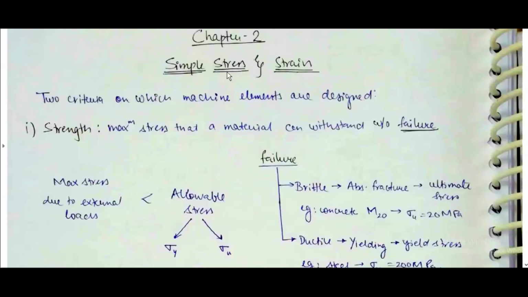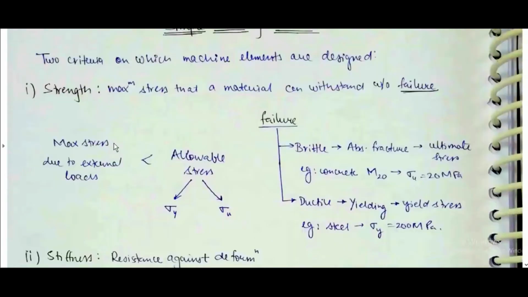Chapter 2: Simple stress and strain. Two criteria on which machine elements are designed. Strength: maximum stress that a material can withstand without failure. If the maximum stress due to external loads is less than the allowable stress, then no failure occurs. Allowable stress can be sigma y, yield stress, or sigma u, ultimate stress.